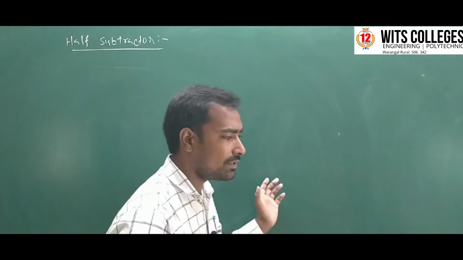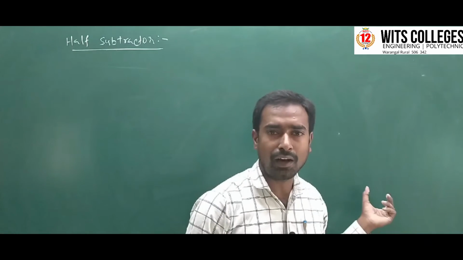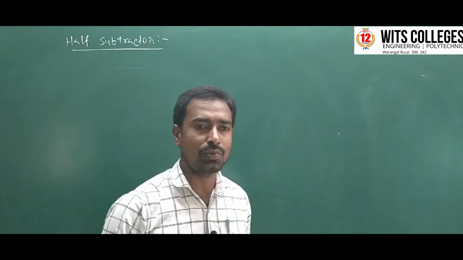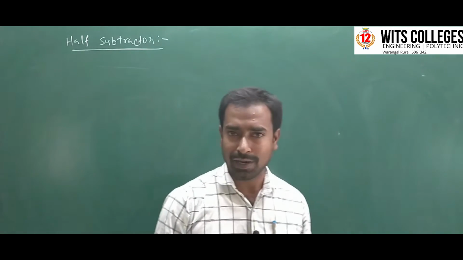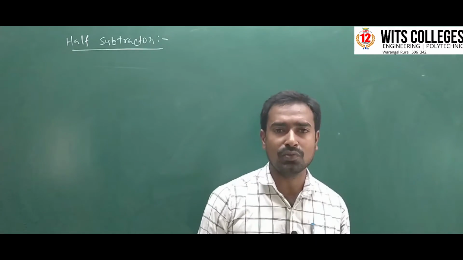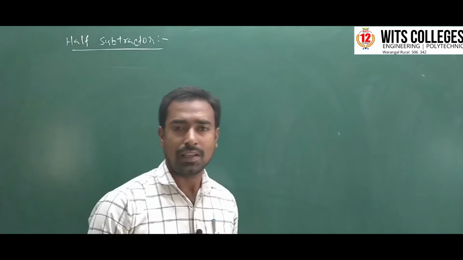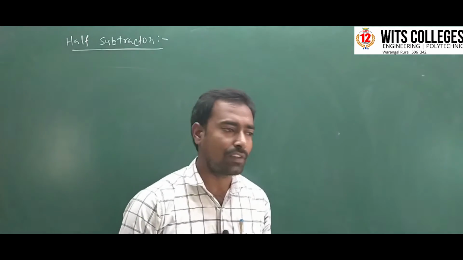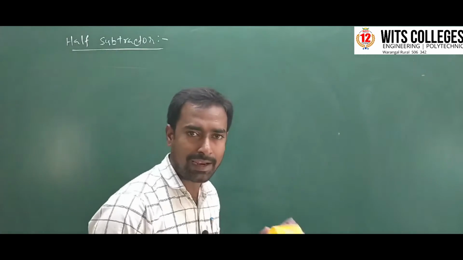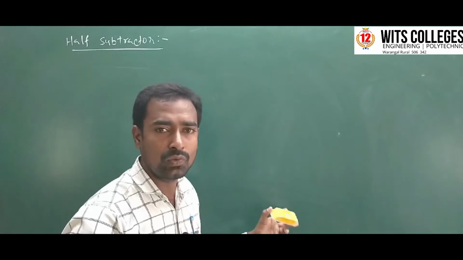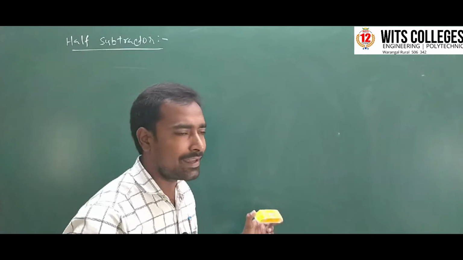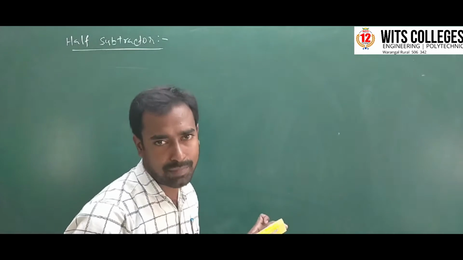And coming to the half subtractor, it is used to perform subtraction. That means it is used to find the difference between two binary bits, and it gives two outputs. Those are called difference and borrow.